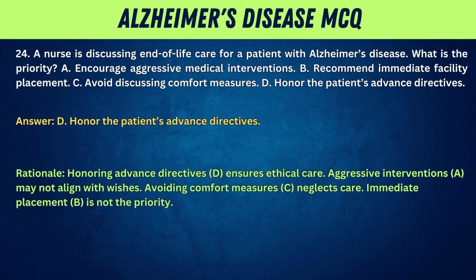Rationale. Honoring advance directives, D, ensures ethical care. Aggressive interventions, A, may not align with wishes. Avoiding comfort measures, C, neglects care. Immediate placement, B, is not the priority.